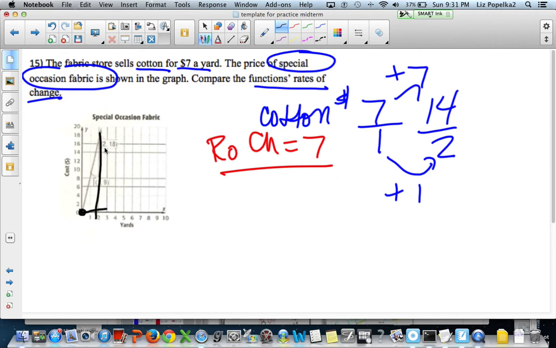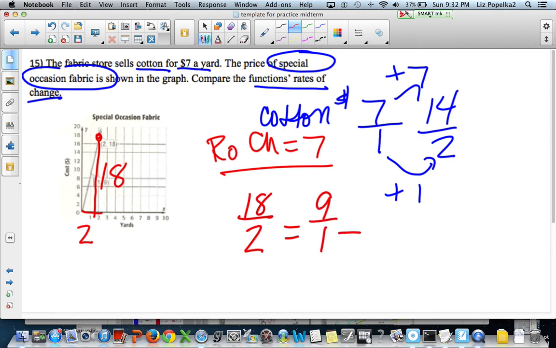I'm just going to pick this point and this point. So from here to here, let me try that again. Okay, so I picked these 2 points right here just because. So it went over 2 and it went up from 0 to 18. So change in Y is 18, change in X is 2. 18 over 2 simplifies to 9 over 1, which is a 9. So the rate of change for special occasion fabric is 9.